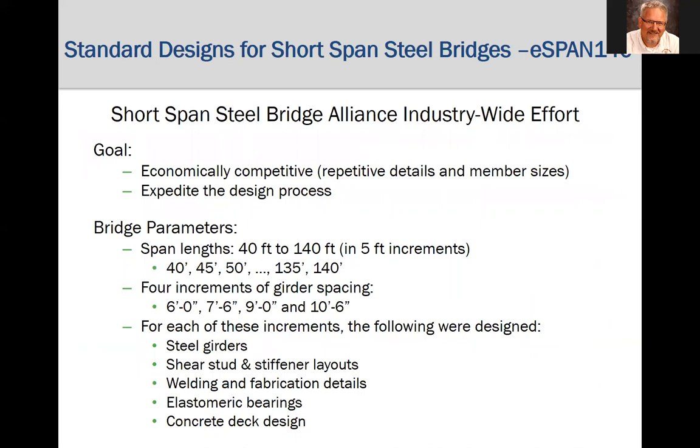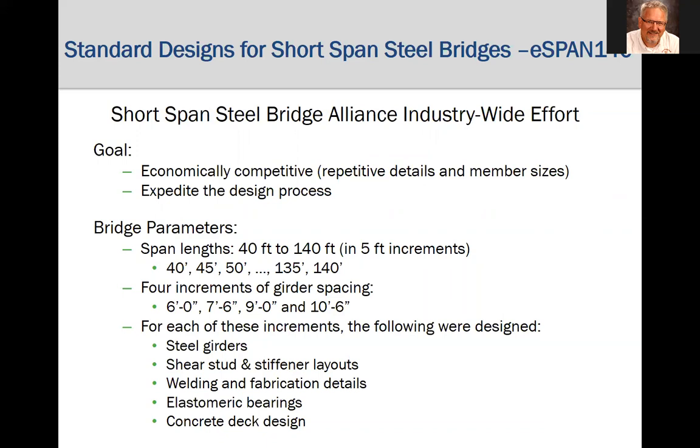So if we are going to consider both steel and concrete for every bridge project, we need an easy method to produce a preliminary steel bridge design for comparison to concrete. As mentioned earlier, one of the objectives of the Short Span Steel Bridge Alliance is to develop standard, simple, rolled beam and plate girder bridge designs. With eSpan 140, an owner or an engineer can produce a steel bridge design in just a few minutes that meets all of the AASHTO requirements.